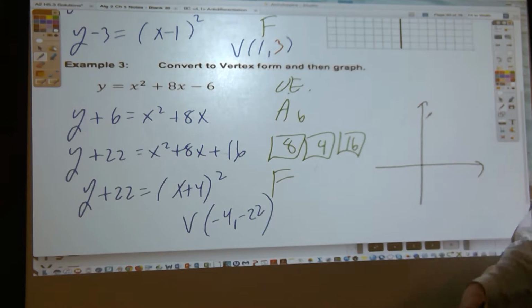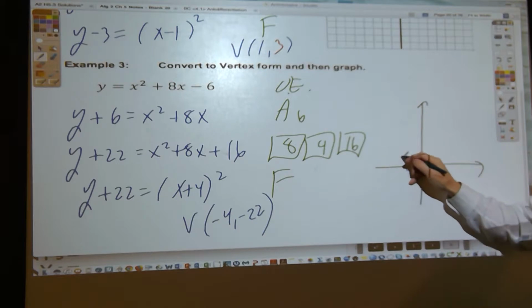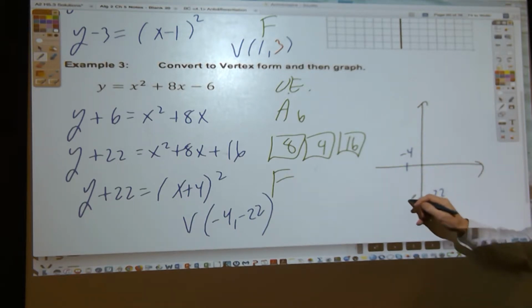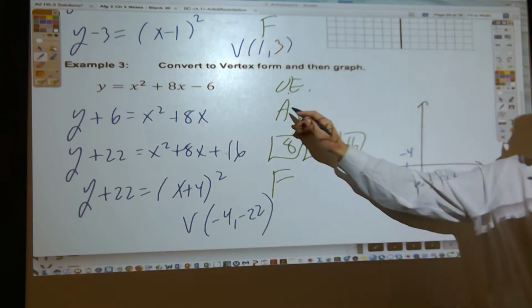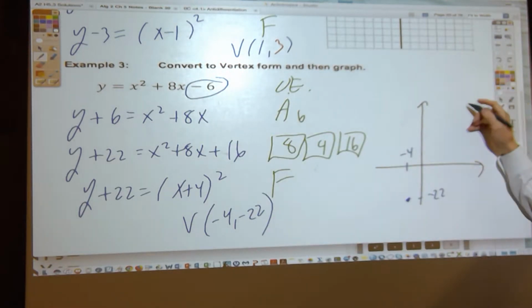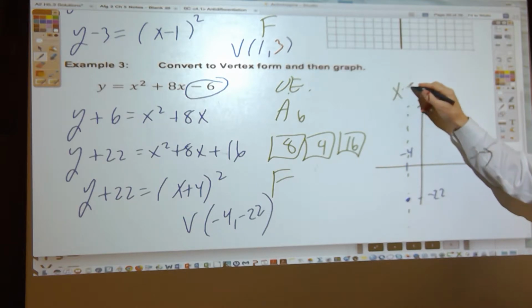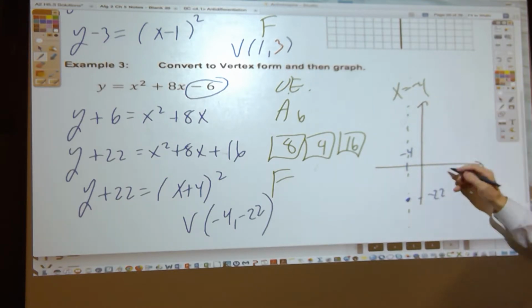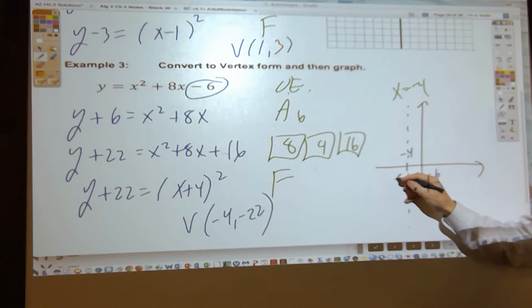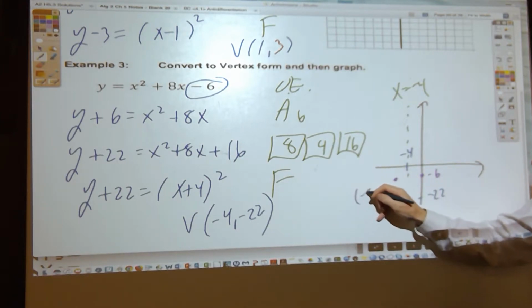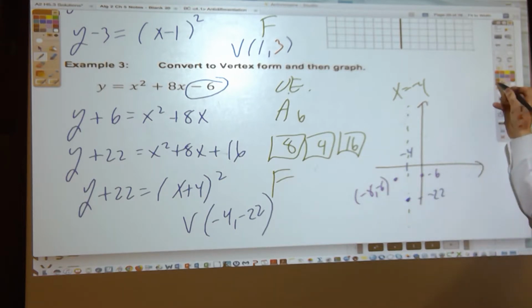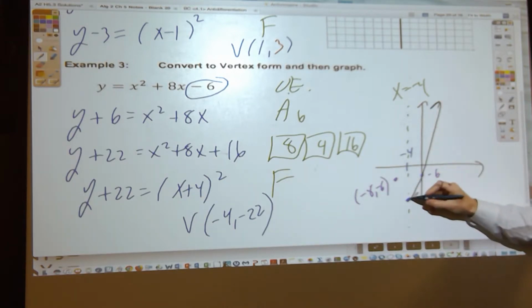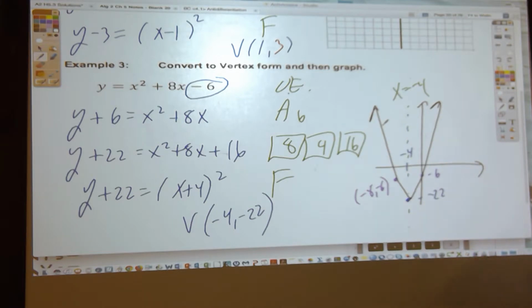I mean, we could have gone, so instead of going by ones, we'll go by fives or something. But the best thing to do here, I think, is to just call it a vertex at -4, comma, -22. And we do know the y-intercept is -6. So with an axis of symmetry at x equals -4, we can reflect -6 to the other side of the axis of symmetry. Let's call it -8, comma, -6. We have a parabola that opens up. Any questions on example 3?